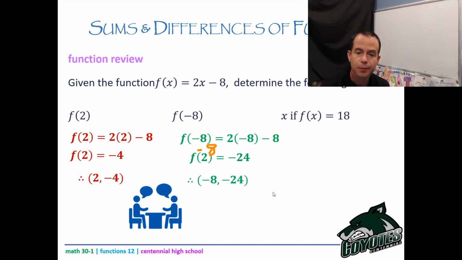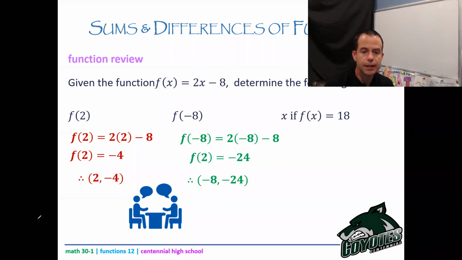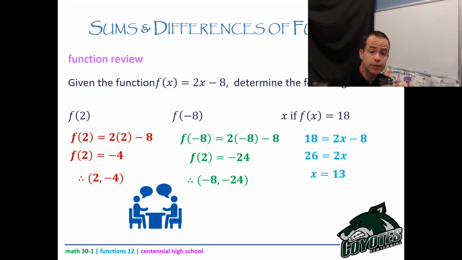Then this one was slightly different. It says find x if f of x is 18. So this time we're telling you f of x. F of x is 18, which means I replace f of x here with 18 and solve algebraically to determine what x is. So that would be 18 equals 2x minus 8. Bring the 8 over, divide by 2, and I get x equals 13. Now, that still does give me a point. It gives me the point (13, 18). But the trick there is remembering that it's f of x, not x.